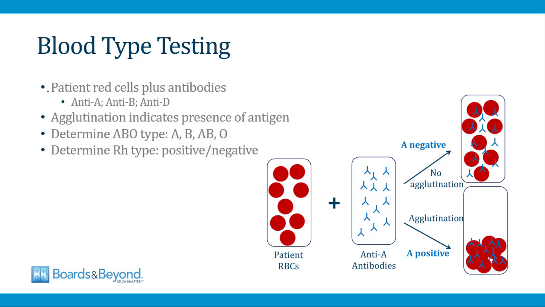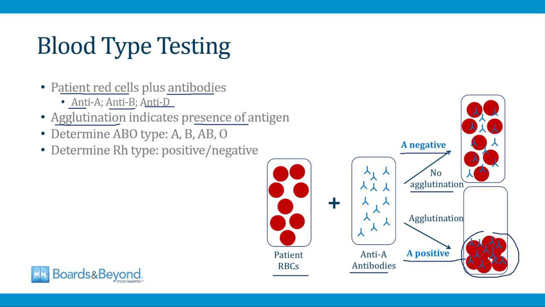To determine a person's blood type, in this test you take red cells from the patient and you mix them with antibodies directed against red cell antigens, for example anti-A antibodies or anti-B or anti-D antibodies. And if the mixture agglutinates, meaning if the red cells clump together, then that indicates the presence of the antigen. So for example, you could take the patient's red cells and mix them with anti-A antibodies. If the red cells agglutinate and clump together, then that's a positive test, and that indicates that that patient has the A antigen and is A positive. If there's no agglutination, then the patient is A negative.